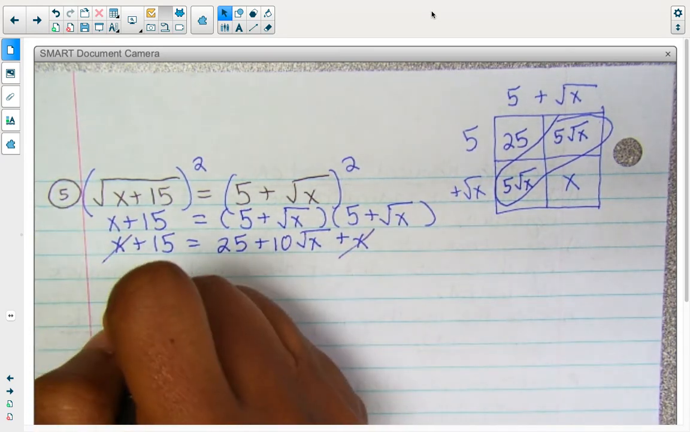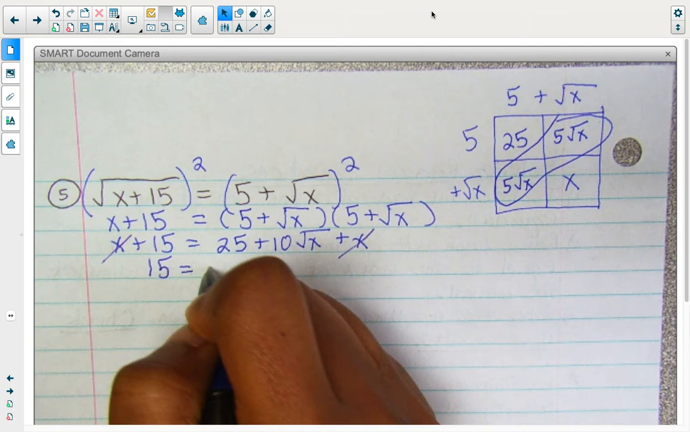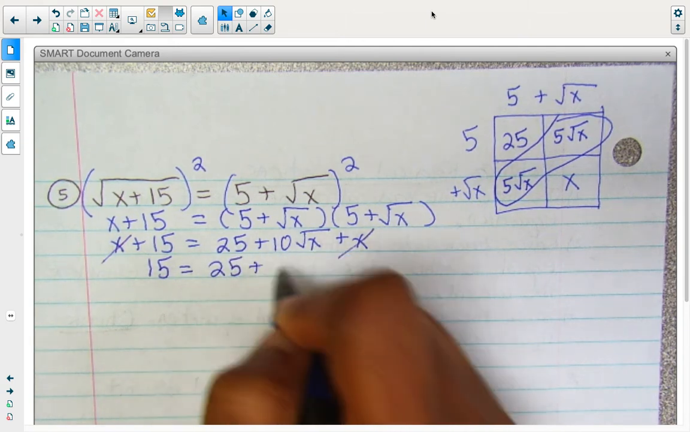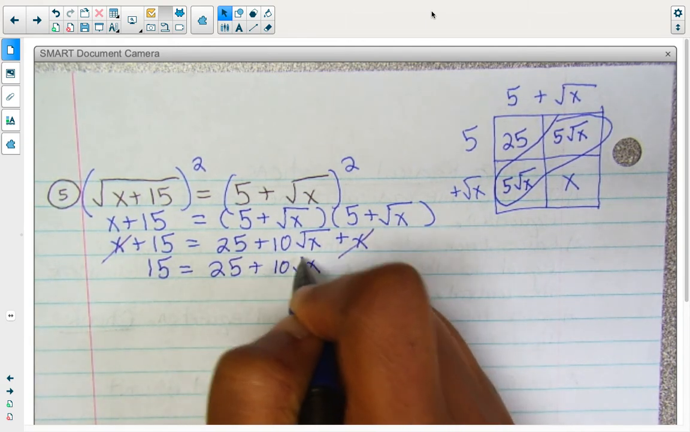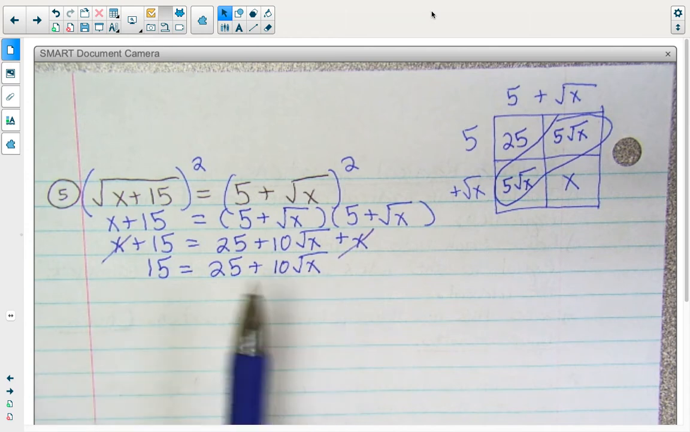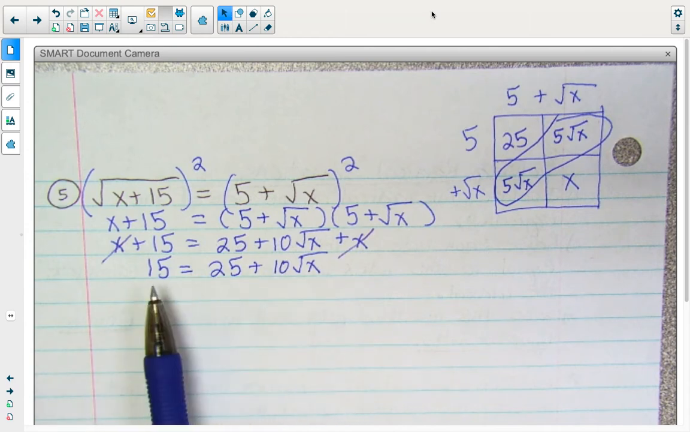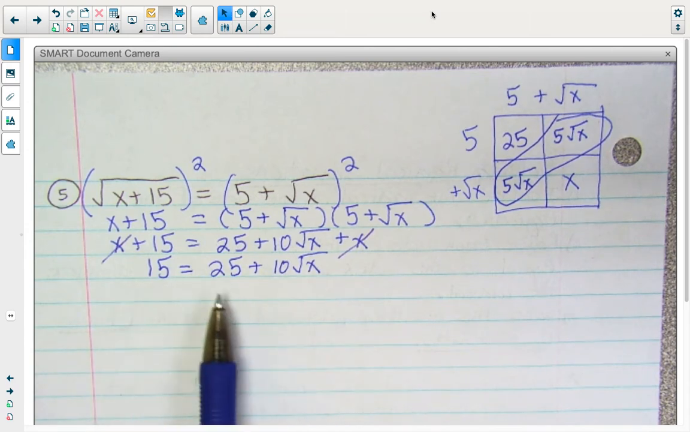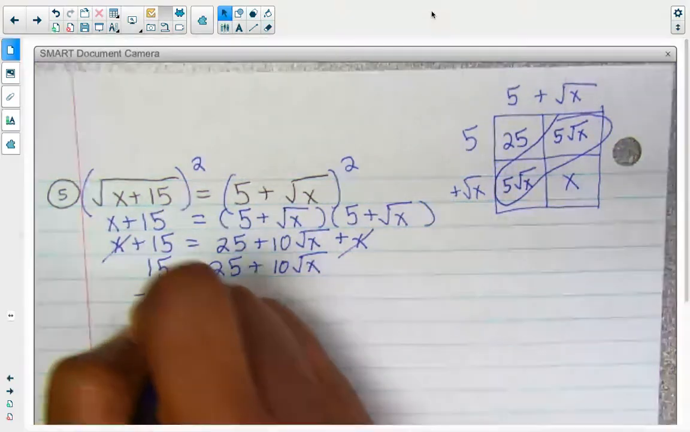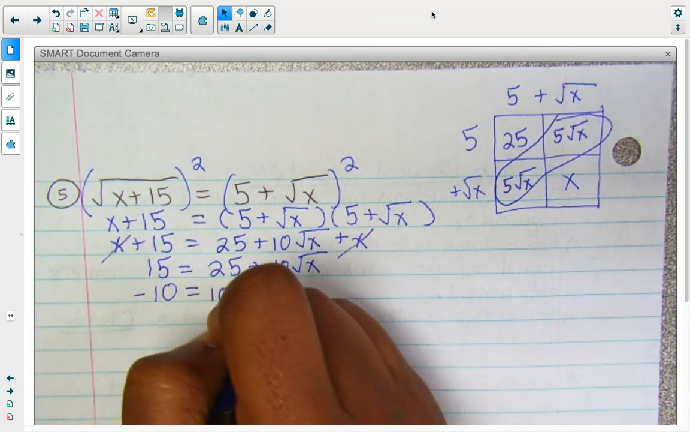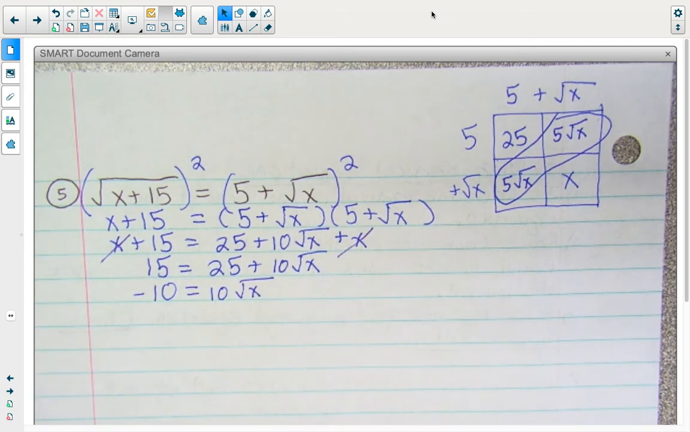So now I'm left with 15 equals 25 plus 10 square roots of x. From here, it's positive 25. I'm going to subtract 25 from both sides. So subtract 25, that's going to give me negative 10 equals 10 square roots of x. And we're just going to keep right on going.